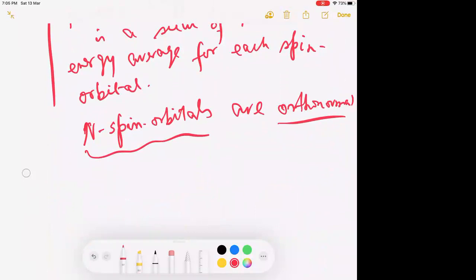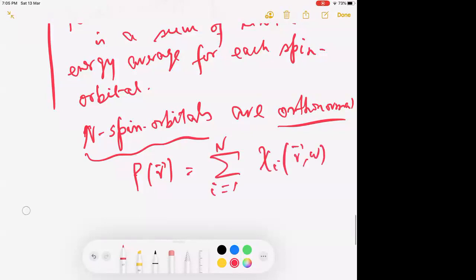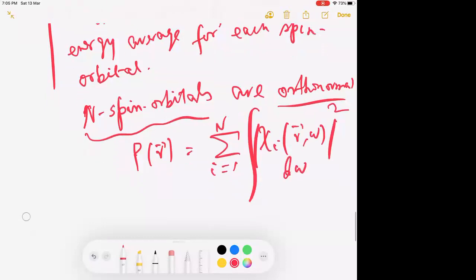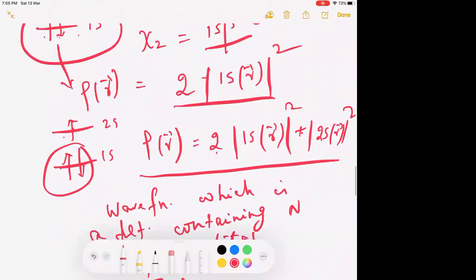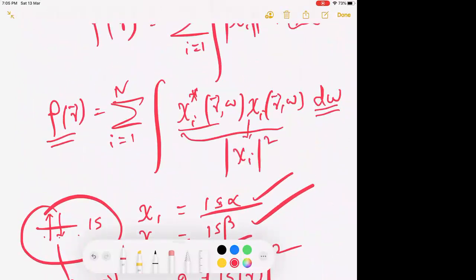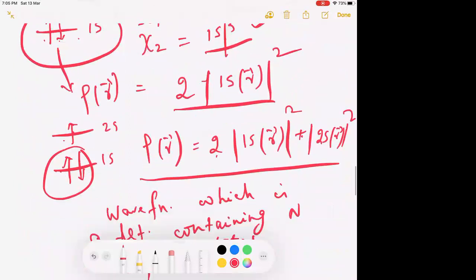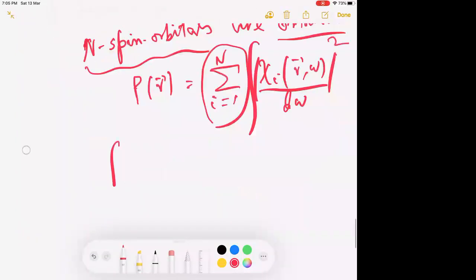So that is the meaning of orthonormal. So you have n spin orbitals which are orthonormal, and then, as I told you, rho of r is nothing but the sum over these n spin orbitals and integral mod psi squared, integral d omega. Please remember, sometimes I wrote chi i star chi i, sometimes I'm writing mod chi i squared. They are identical. So if I do this, since the chi i's are orthonormal, summed over all n, it is very easy to show that the integral of rho of r d cube r equals n.